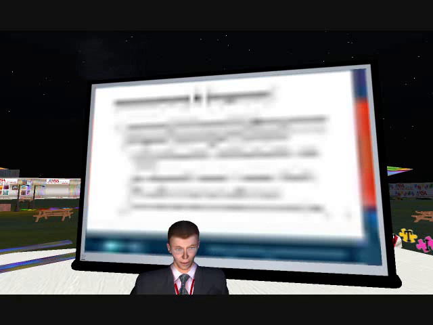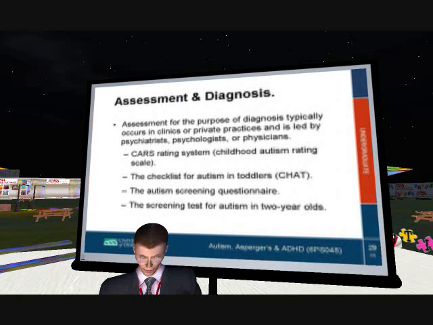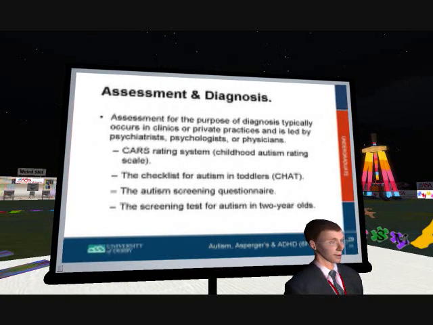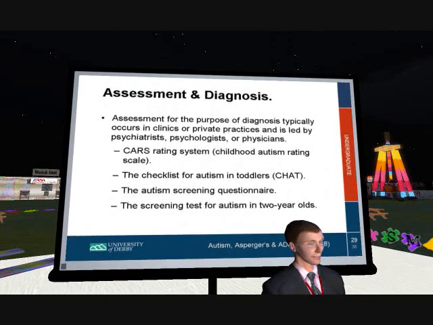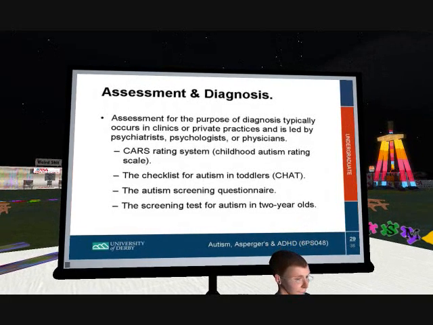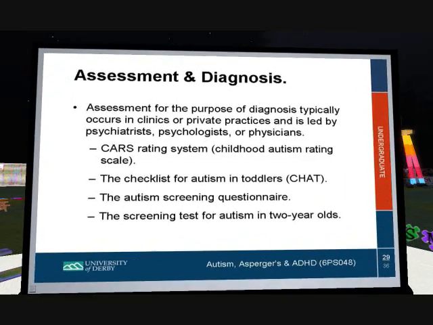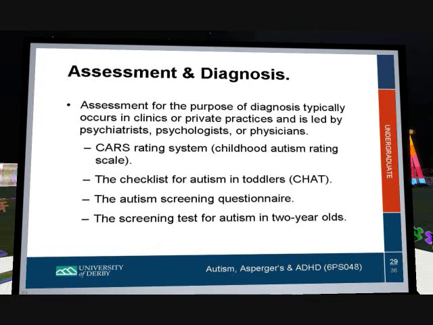Okay, so assessment for the purpose of diagnosis typically occurs in clinics or private medical practices and is led by, as I said before, psychiatrists, psychologists and physicians. I'm not going to go into any detail, but these are various rating systems here, except to say that they're done behaviourally. So they're done on observing a child rather than taking a blood test, rather than having a DNA test, anything like that. So they have a measure of objectivity in them. Okay, so bear in mind that these are as much based on the observations and experience of clinicians as they are on the checklists themselves.